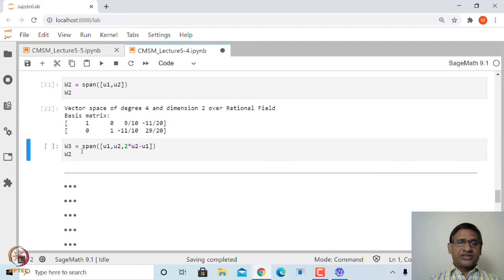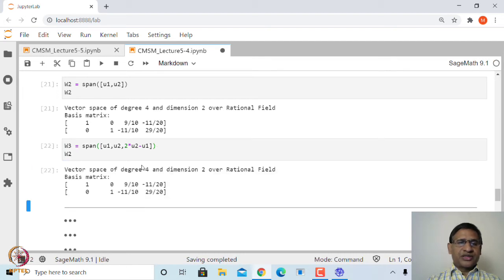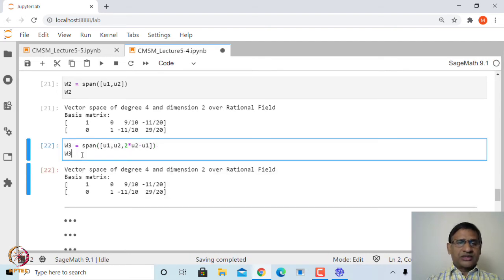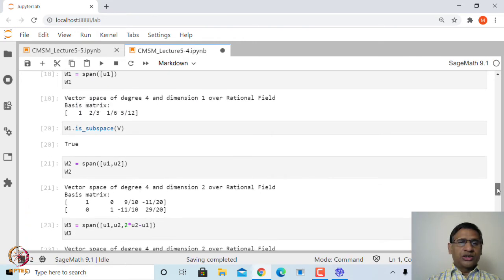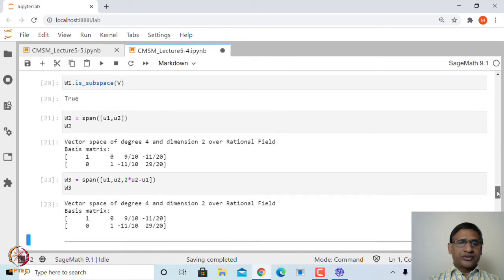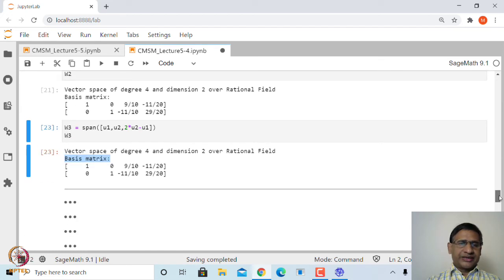And we can again check whether this is a subspace. Similarly, I can say, let us say, the linear span of u1, u2 and 2u1 minus u2. Let me call this W3. If you can see here, W3 and W2 are actually the same. It also reports the basis matrix of this subspace which you have generated. We will talk about basis later, but this is how Sage reports the subspace spanned by a set.